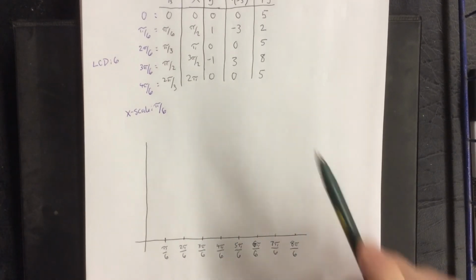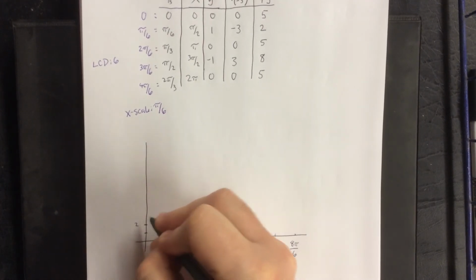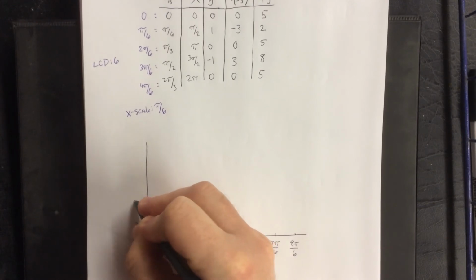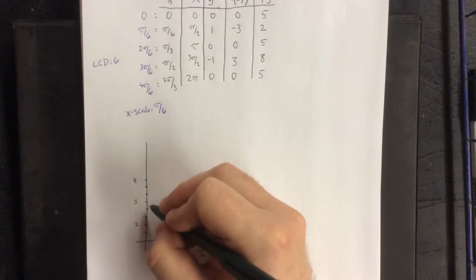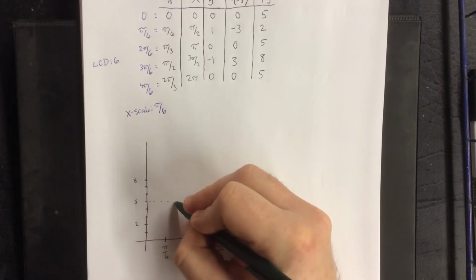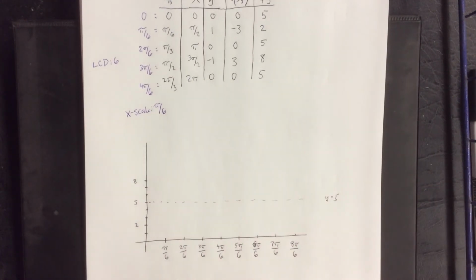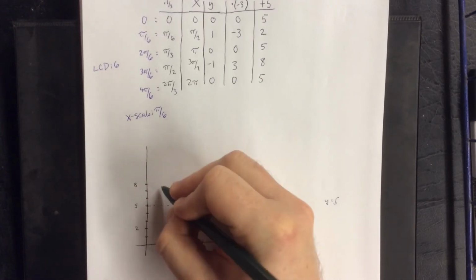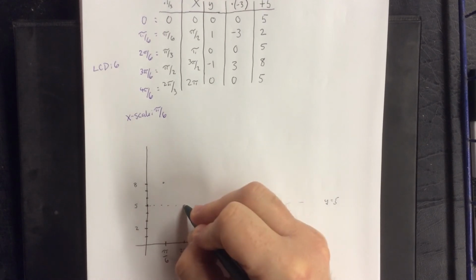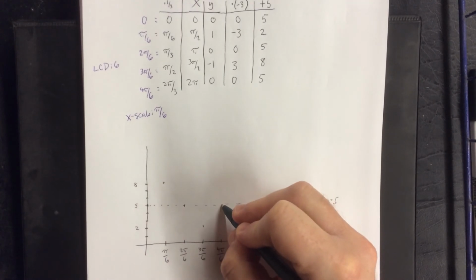Now for my y scale, I'm trying to get y values that are 2, 5, and 8. So what I'm going to do is just make my y scale equal to 1, and we'll go up one at a time. Now for the sake of a nice consistent graph, I'm actually going to put a little dashed line in here to represent the midline that we see up here at y equals 5. So in order, our points are 0, 5, so start at the midline, pi over 6, 8, 2 pi over 6, 5, 3 pi over 6, 2, and 4 pi over 6, we're back to the midline.